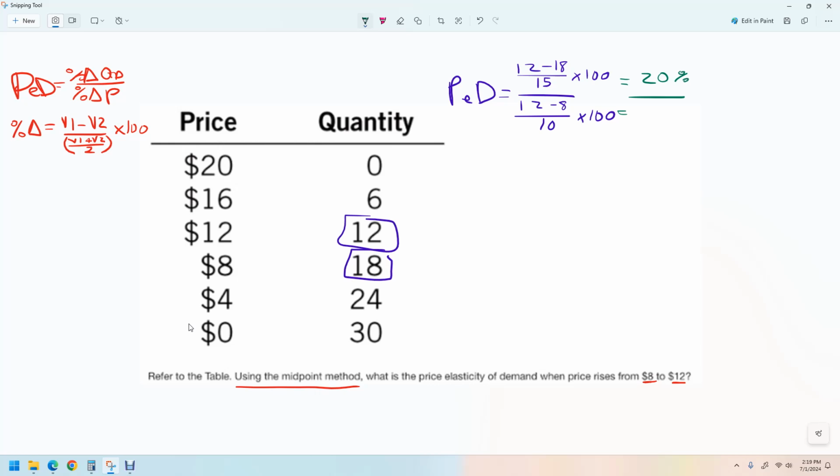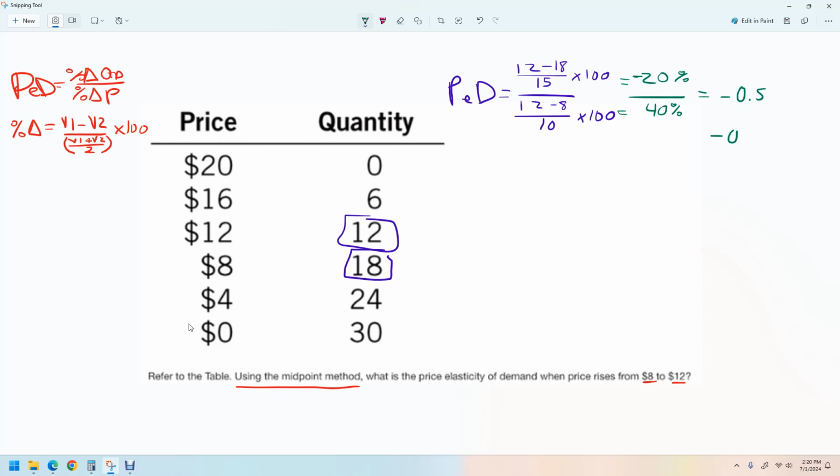And then over this is 4 over 10, and that's 0.4, so that's 40%. The percents will cross out. This one is technically negative, so we get an elasticity of demand of negative 1/2, and that's a ratio, so the percents will cross out. That's how we write that.